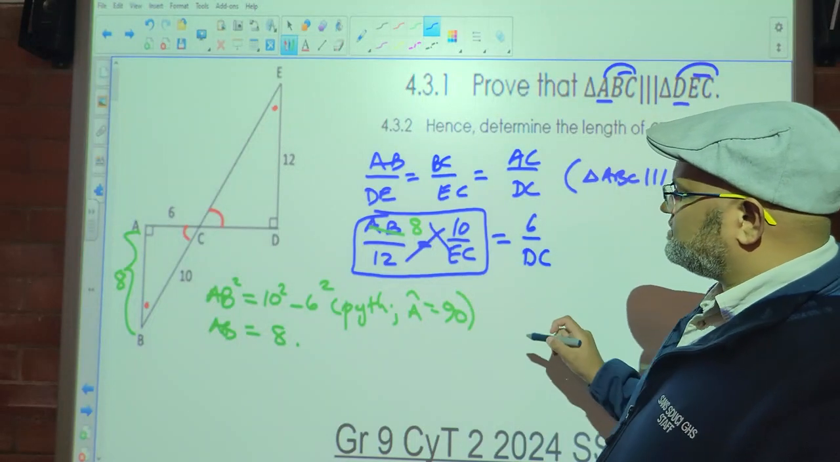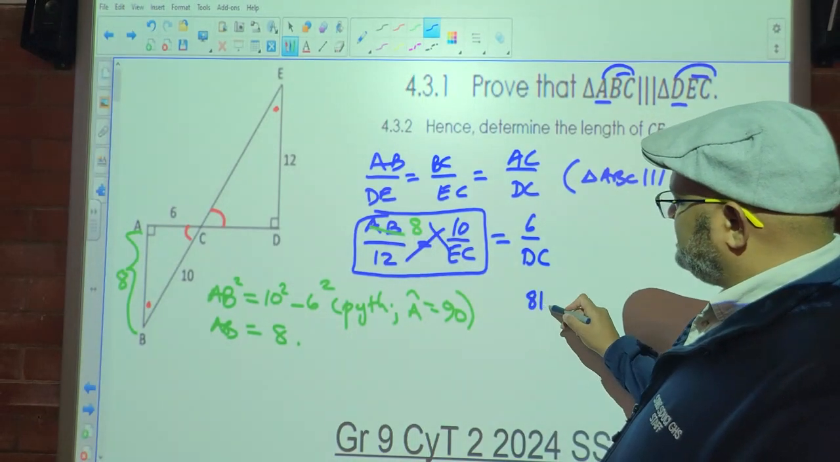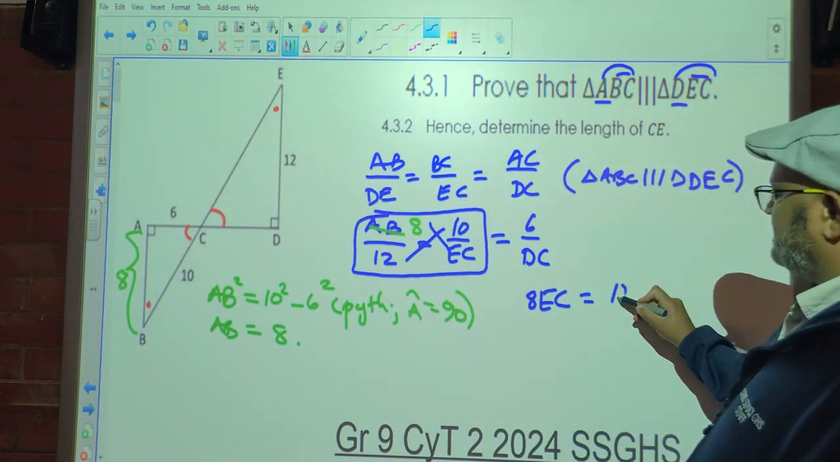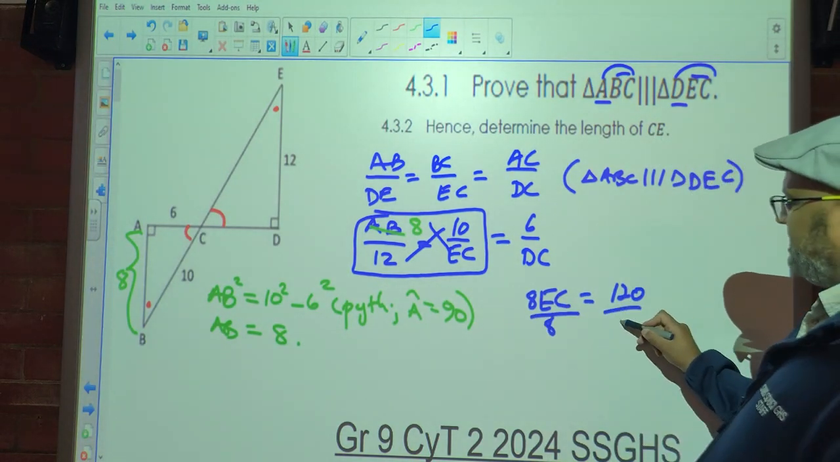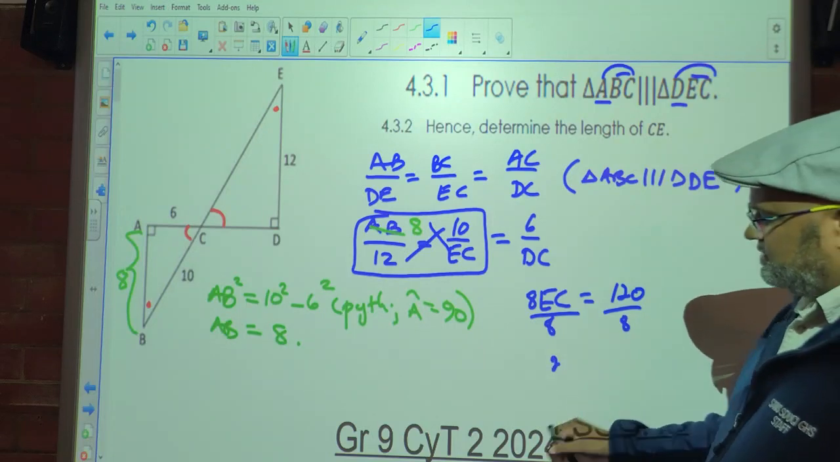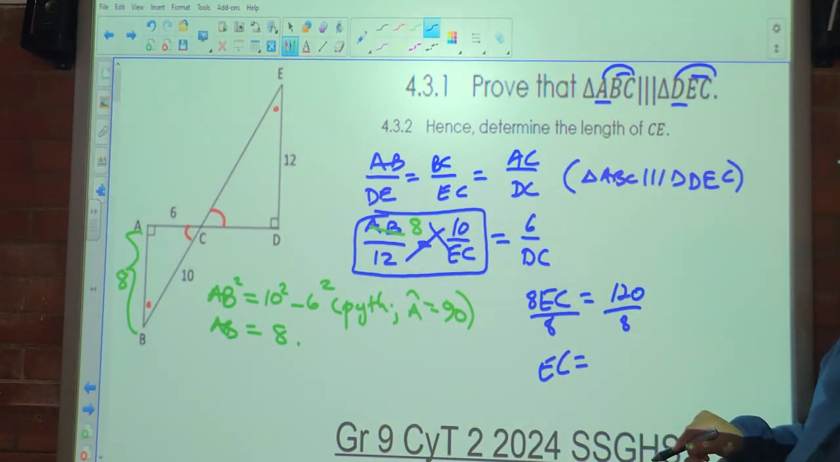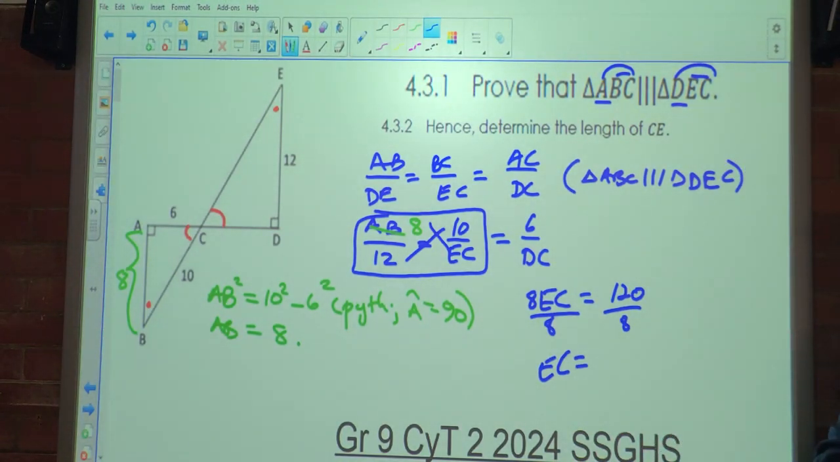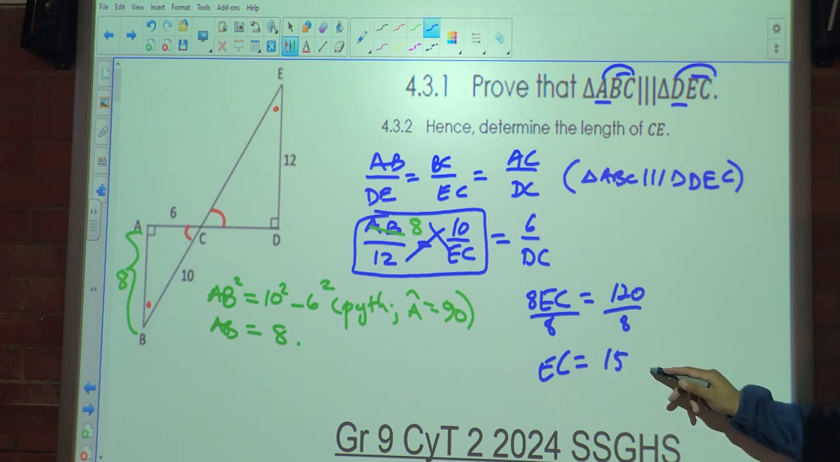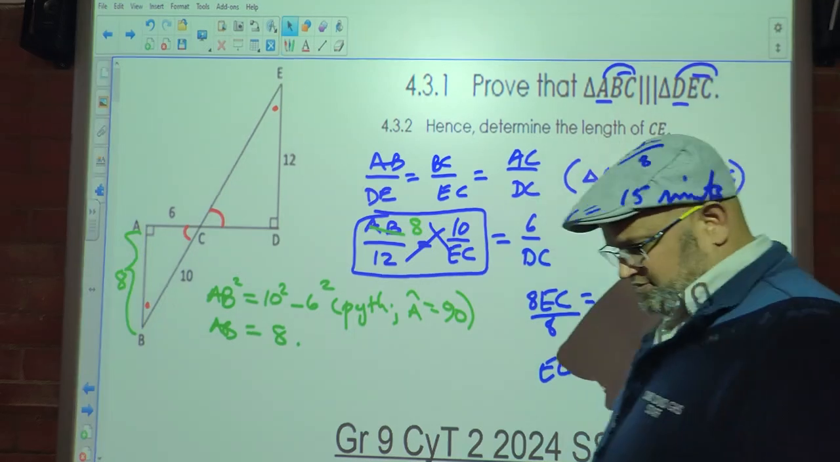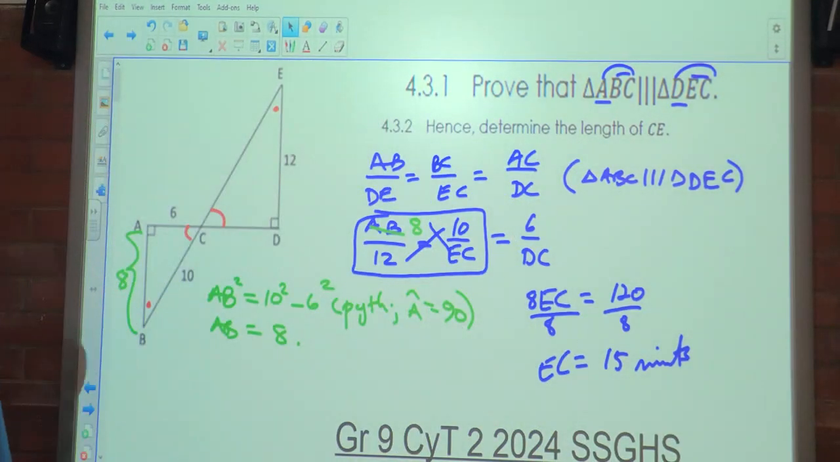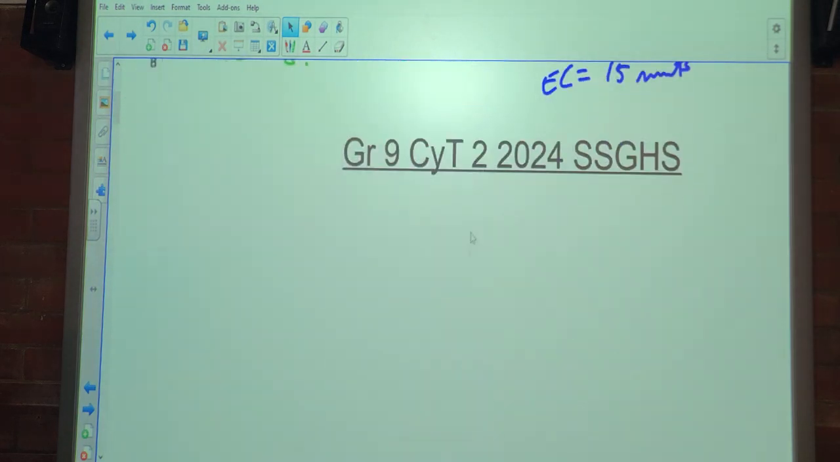So what can I do? I cross multiply. So 8EC is equal to 120. I divide by 8 on both sides. So EC is equal to 8 goes into 120, 15 times. Is that correct? 15 units or centimeters. Okay? Any confusion there? No?